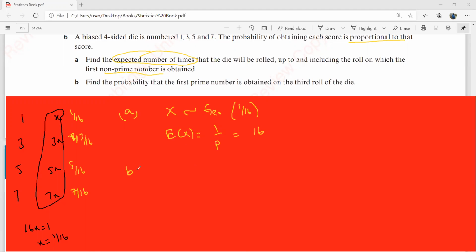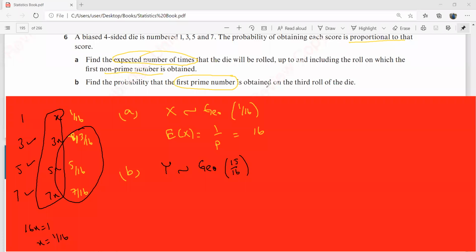Okay? In this B part, it says find the probability of the first prime number. Now be very careful. It says the first prime number. Before this, he was asking about the first non-prime number. So we have to change this distribution now. Let's say y, I can't use the same terms here. So now it's a prime number. So these are the prime numbers here. So this is the probability to get a prime number. So that is going to be 15 over 16.